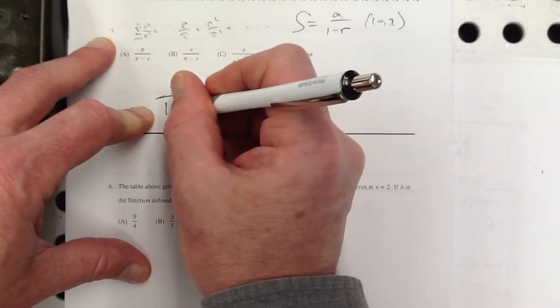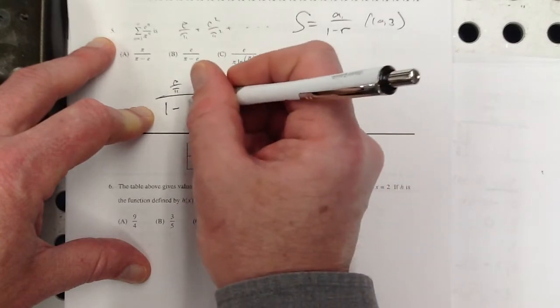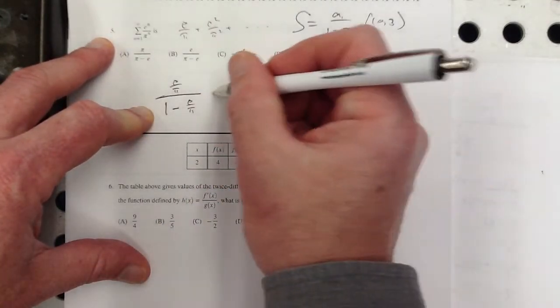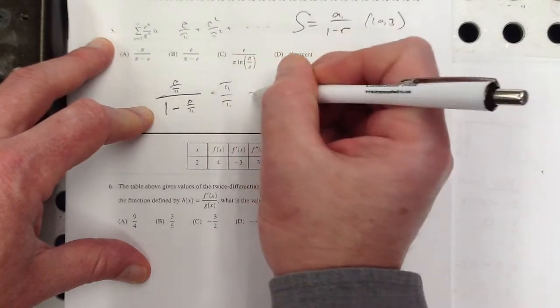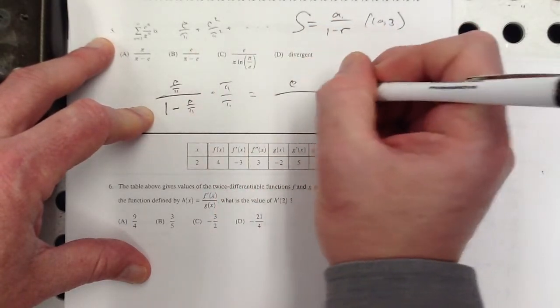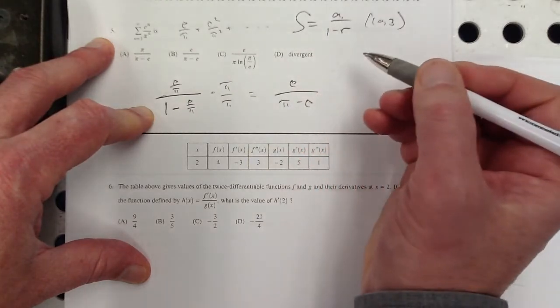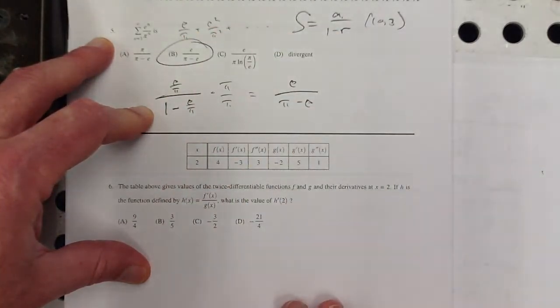1 minus the multiplier, which is e over pi. And then they just cleaned that up. So if I multiply the top and bottom by pi, that would give me e on the top, and then on the bottom pi minus e. That looks like that.